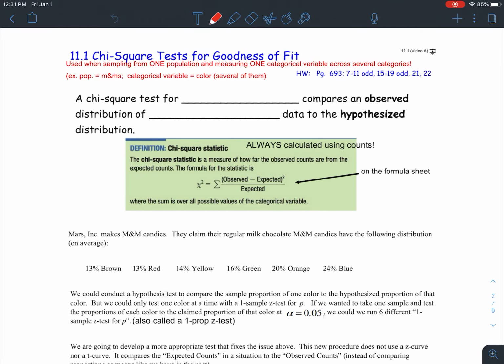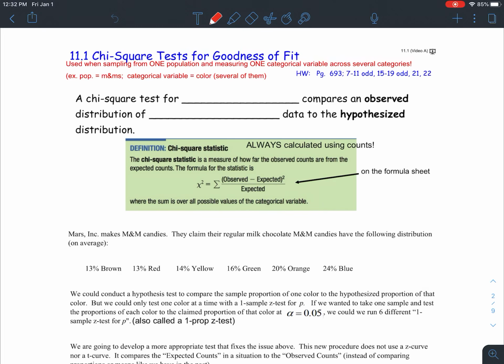Okay, we're going to be starting chapter 11 here today. We've learned a lot in the last several chapters about different types of significance tests and confidence intervals. Anytime we have talked about significance tests or confidence intervals, it's always revolved around running a significance test on a claim that was made about a proportion of a population, or a claim that was made about a mean of a population. And we're going to go in a different direction here today.